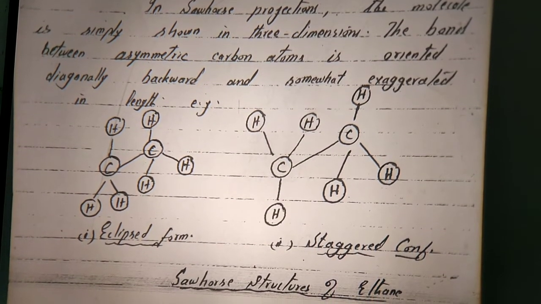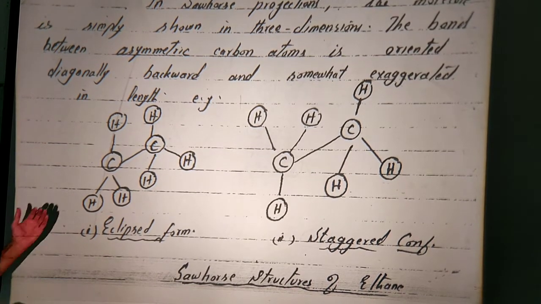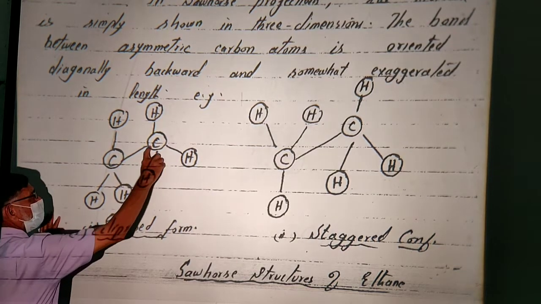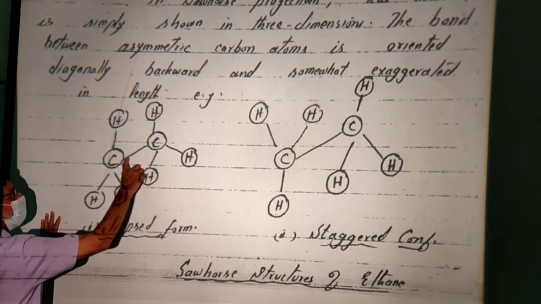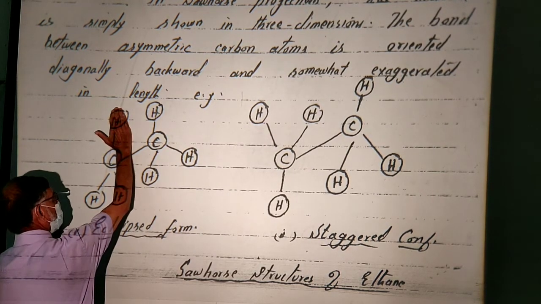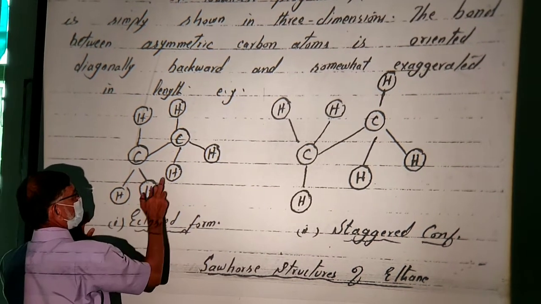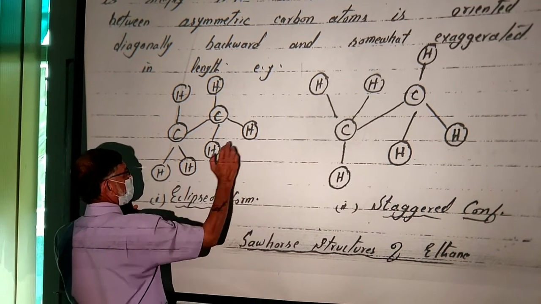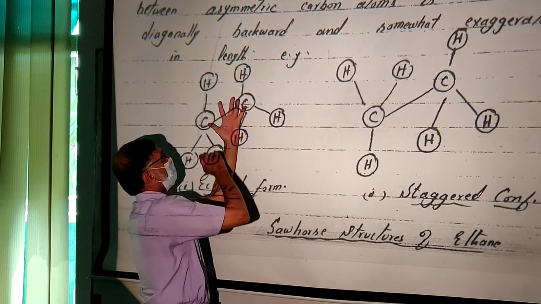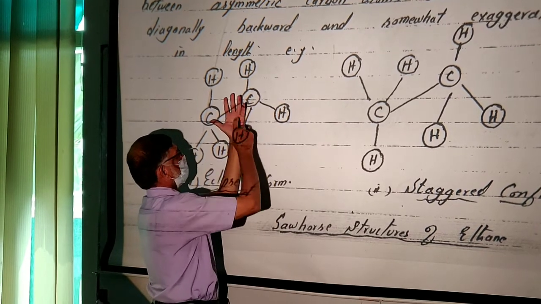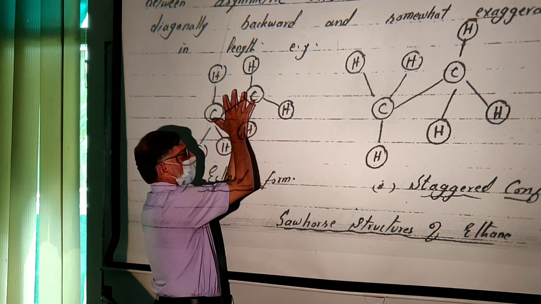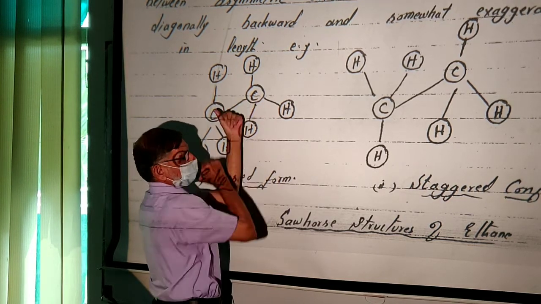Eclipsed conformation, staggered conformation. Now you can see this is a carbon, this is another carbon, this is the axis. This hydrogen is exactly under the other hydrogen. This hydrogen is exactly under this hydrogen, like this. This hydrogen, this hydrogen, this hydrogen comes exactly under this one. This is the eclipsed form.